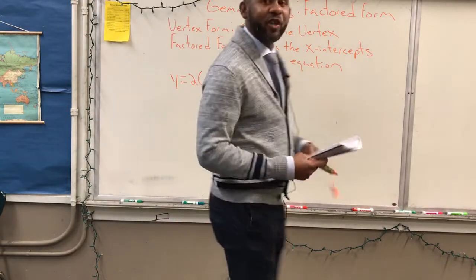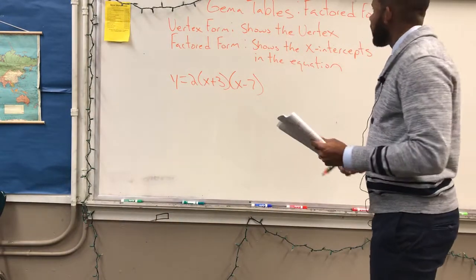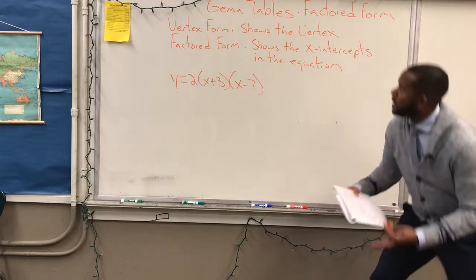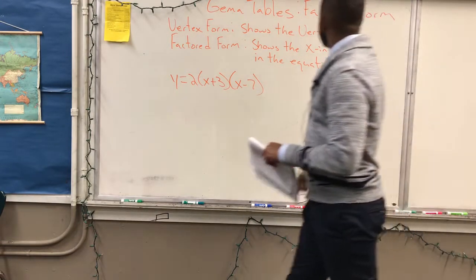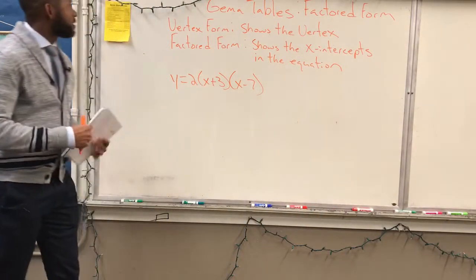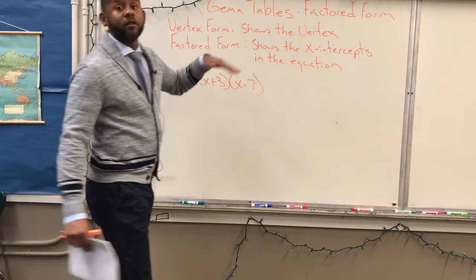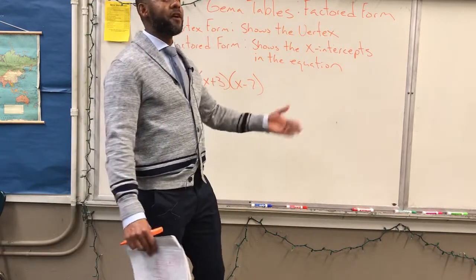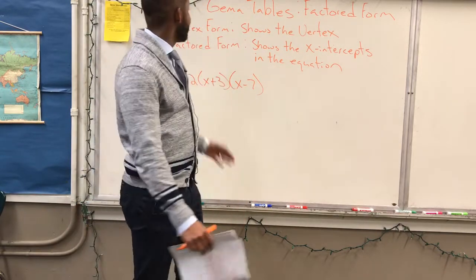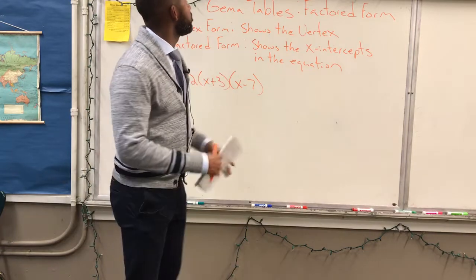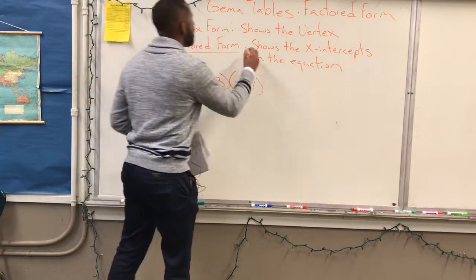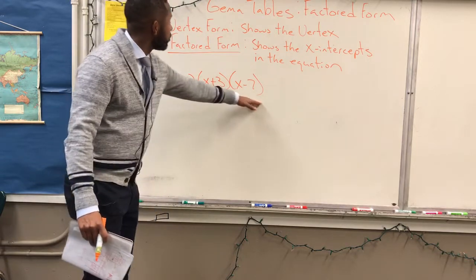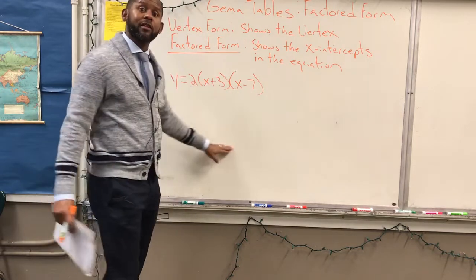All right, today we're talking about Desmos tables in factored form. So go ahead and get that down if you can. So we've learned about vertex form. Vertex form shows the vertex in the equation, but now we're going to talk about factored form. It's another way to show a quadratic equation, and factored form shows you the x-intercepts in the equation. All right? So let's take this basic factored form equation. This is what a factored form is going to look like.